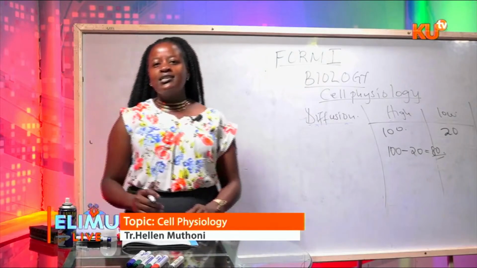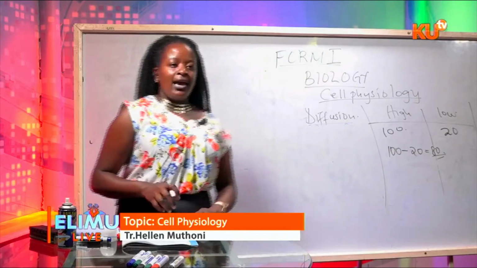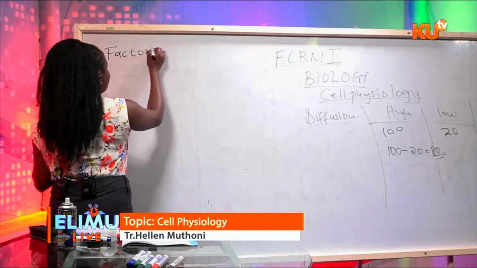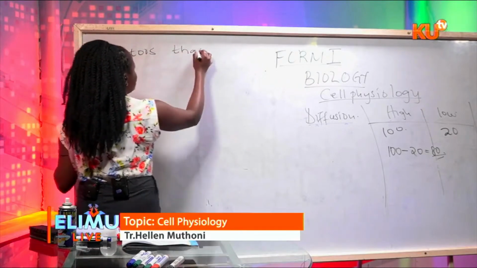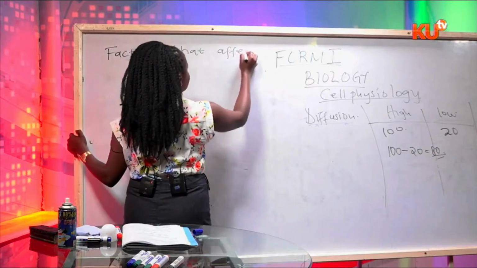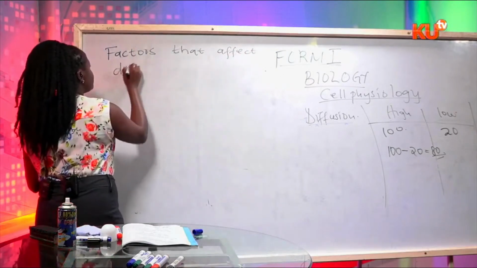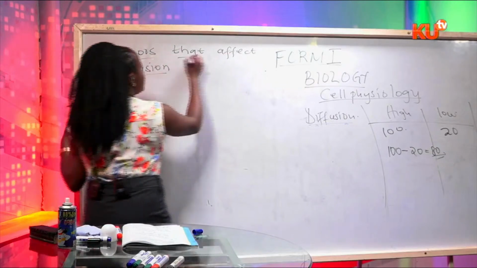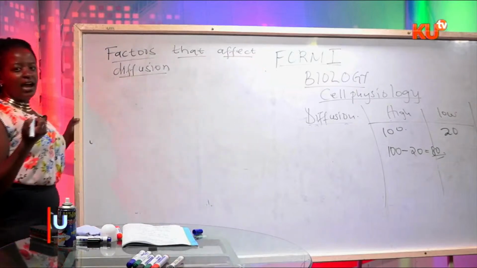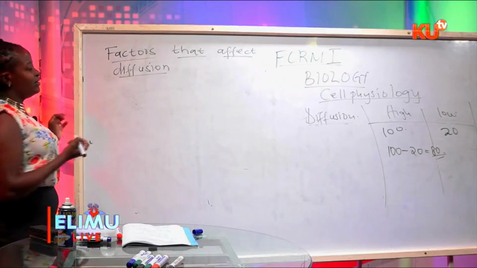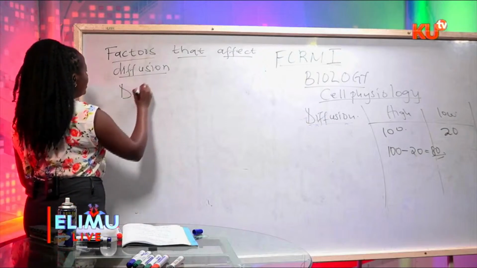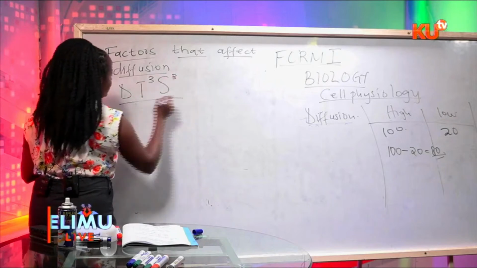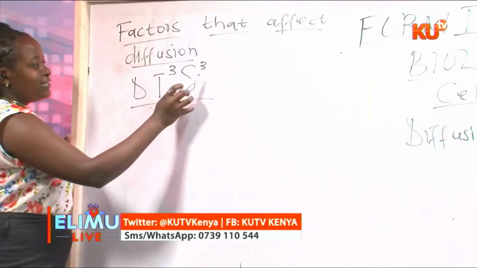Now these factors are 7 in number, and there's an acronym that you can use to remember these factors. Factors that affect diffusion. There are 7 in number. So there's an acronym that you can use to remember these 7. So you write D, T cubed, S cubed.